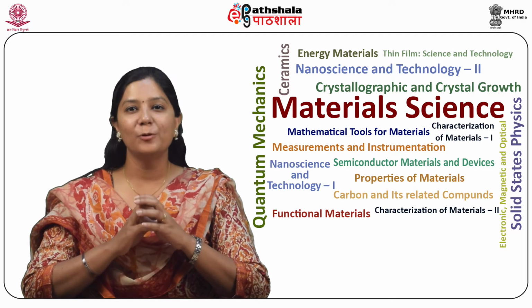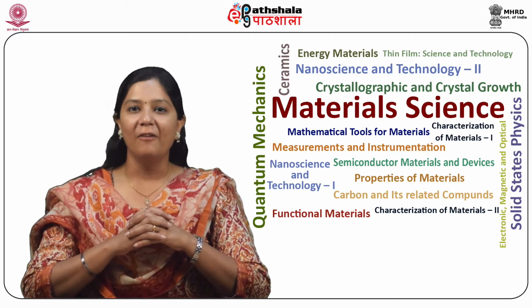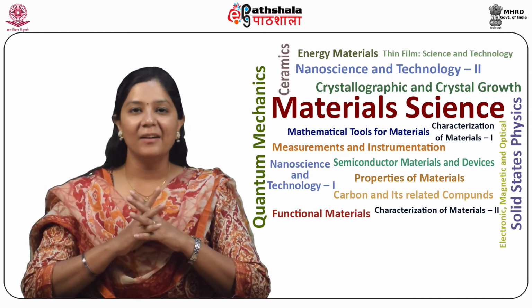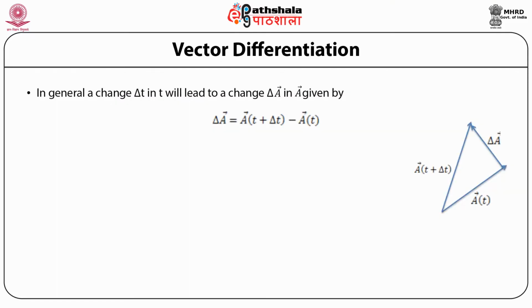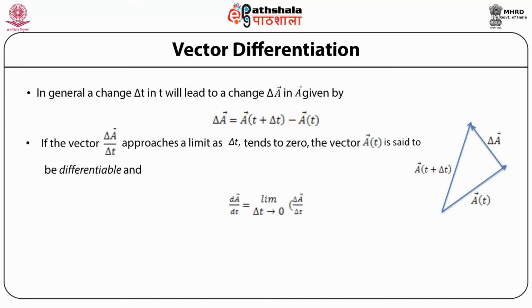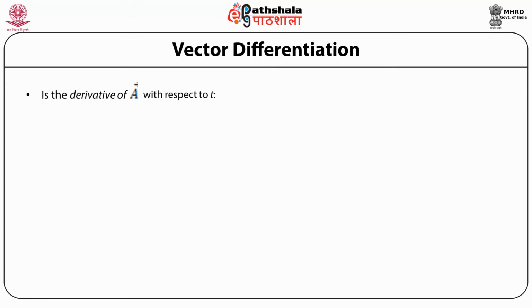Differentiation of a vector with respect to a scalar is akin to ordinary differentiation of a function of one variable. Consider a vector A that is a function of a scalar t, which may often, but not necessarily, be time. In general, a change delta t in t will lead to a change delta A in A, given by delta A equals A(t plus delta t) minus A(t). If the vector delta A over delta t approaches a limit as delta t tends to 0, the vector A(t) is said to be differentiable, and dA by dt is equal to the limit as delta t tends to 0 of delta A by delta t. It is the derivative of a vector with respect to t.